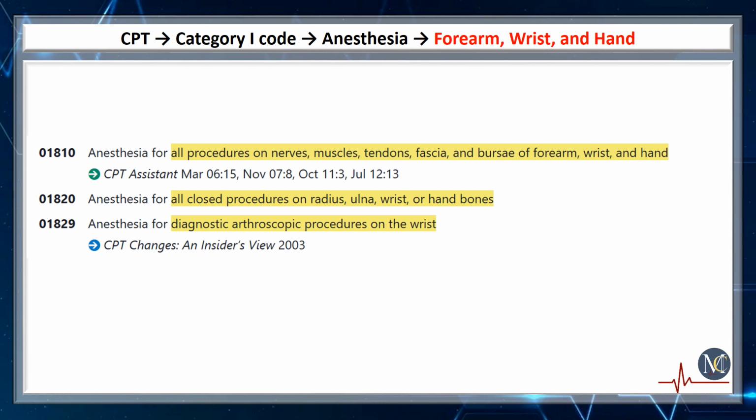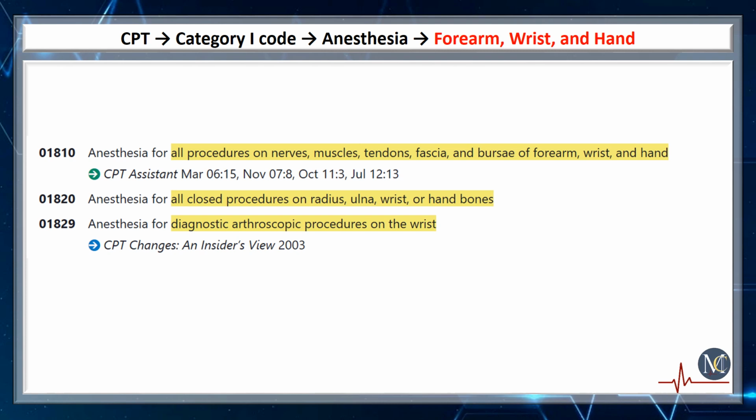Next code is 01820. Anesthesia for all closed procedures on radius, ulna, wrist, or hand bones. Radius and ulna are two bones of the forearm. Ulna is located on the pinky side and the radius is located on the thumb side of the wrist and runs parallel to the ulna.